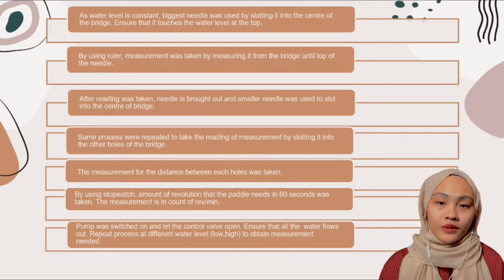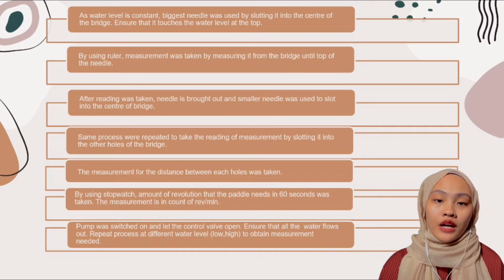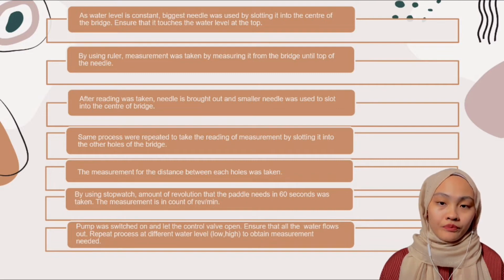The process was repeated to take the reading of measurement by slotting it into the other half of the bridge. Measurement for the distance between each hole was taken. Use a stopwatch to count the revolutions that the pedal needs in 60 seconds. It was then counted in revolutions per minute.